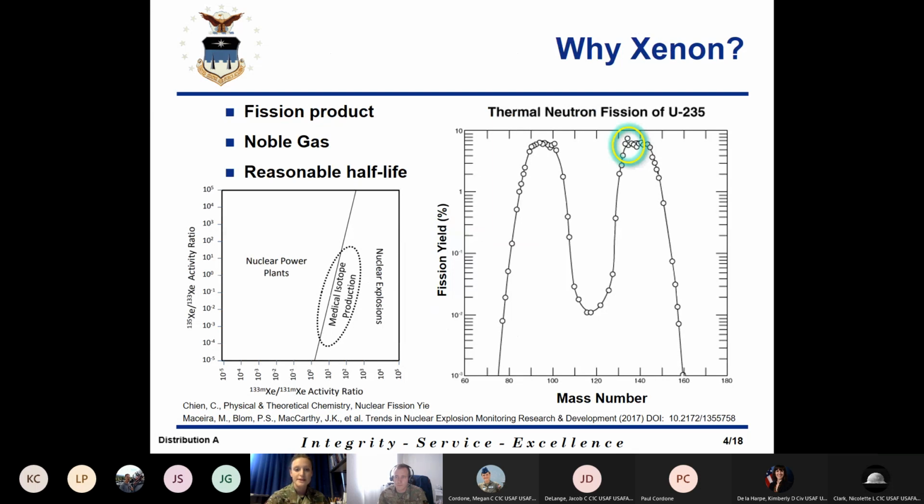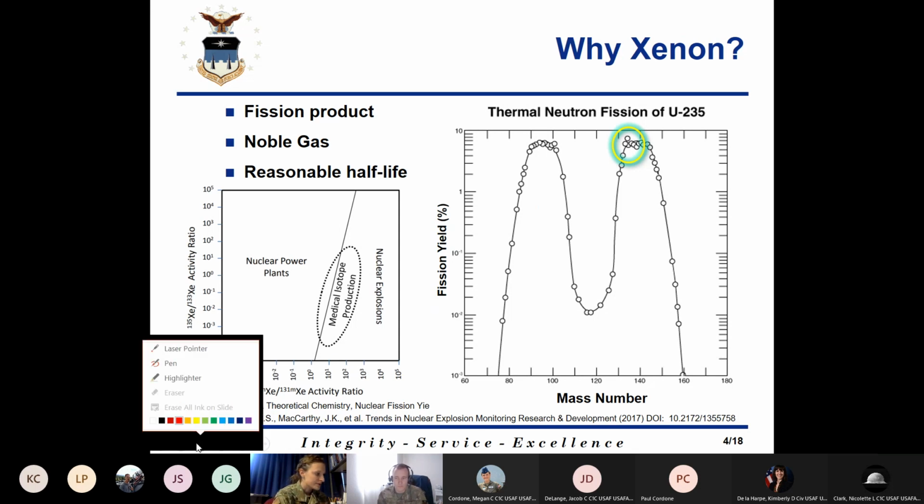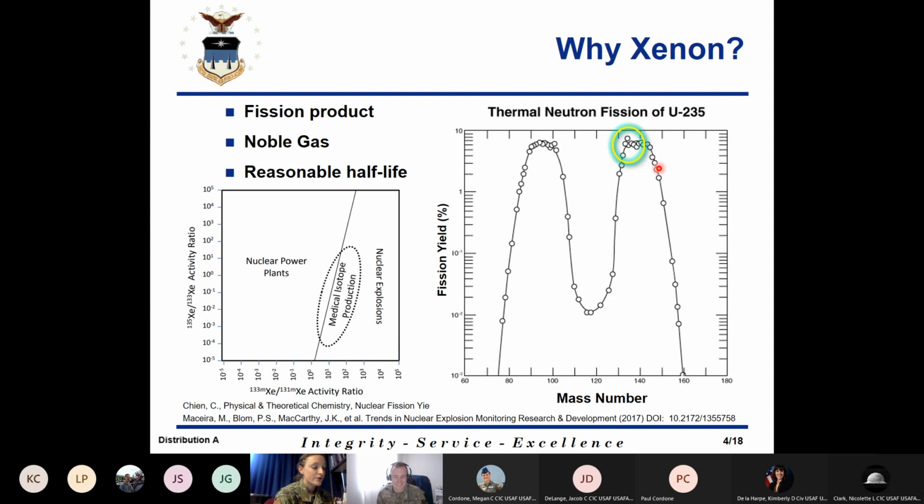So why is xenon an interesting element for this? First of all, it's a fission product. If you go to this chart over here on the right, I'll turn on my laser pointer. On the y-axis, we have fission yield, the percentage of abundance. And on the x-axis, we have the mass number, which element, which isotope we're referring to. This is for neutron fission of U-235. You can see this teal and yellow circle up here. That's where xenon falls. So it's a fission product. It's abundant. We know that if there is a nuclear detonation, xenon will be there. It's definitely reliable, which is why we use it.